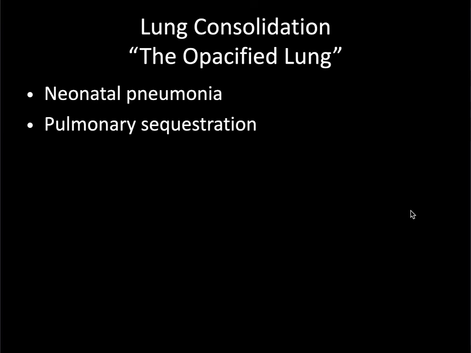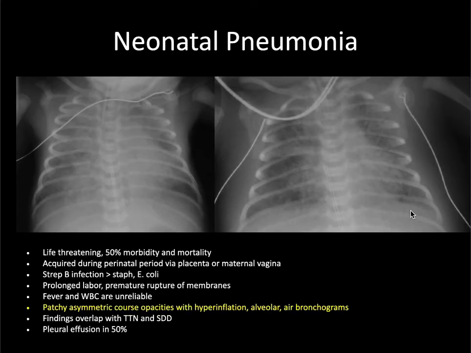Consolidated lung lesions or opacified lung, we'll talk about neonatal pneumonia and pulmonary sequestration. Pneumonia can be life-threatening. It can be acquired during the perinatal period via the placenta or the maternal vagina, from strep B infections most commonly, and then staph or E. coli. It can be from prolonged labor or premature rupture of the membranes. A fever and white blood cell count are not reliable signs of neonatal pneumonia. Usually it can be diagnosed radiographically.